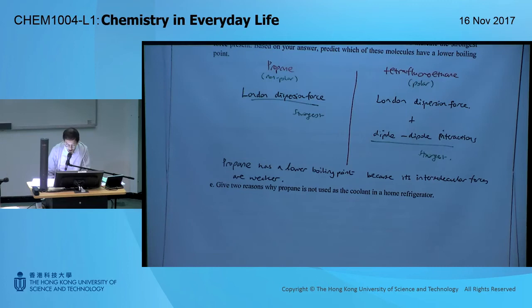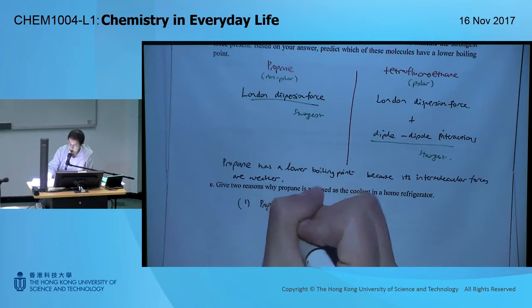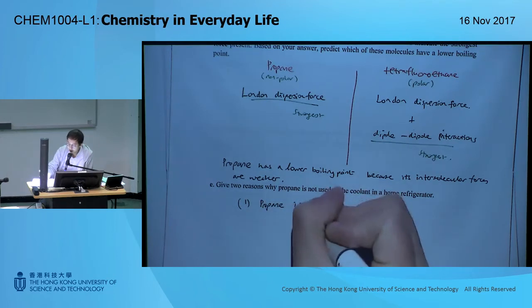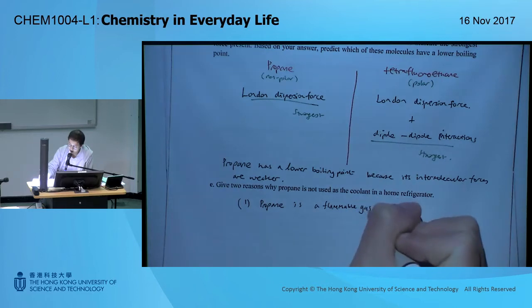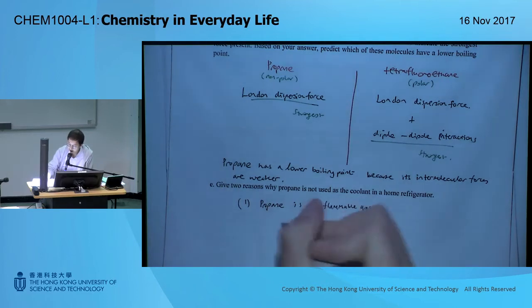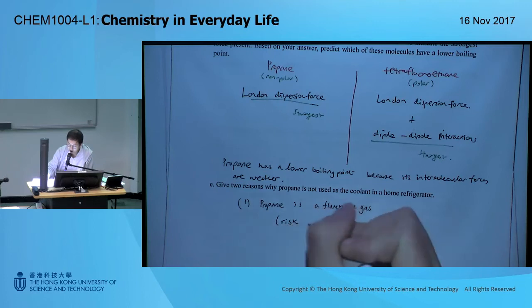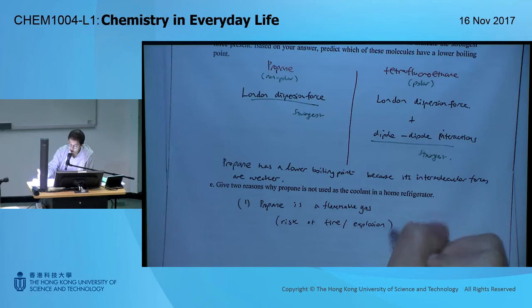Part E, give 2 reasons why propane is not used as the coolant in the home refrigerator. So why don't we use propane as the gas in the compressor and expansion unit? 2 reasons. The first one is because propane is actually a flammable gas. Okay, so you don't want to have the risk of fire or explosion in the fridge.